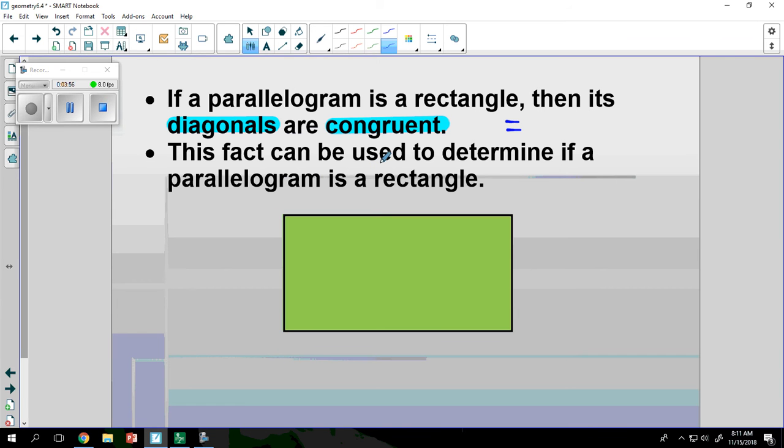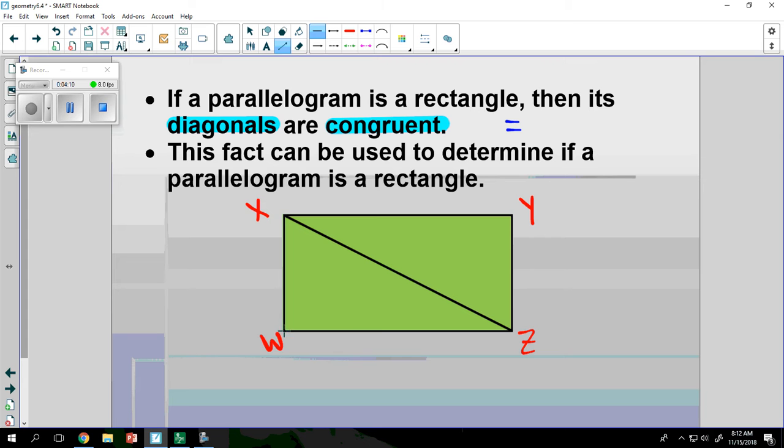It's a little visual here. Go ahead and sketch this one. And we'll label this as X, Y, W, and Z. So if I draw in the 2 diagonals, from X to Z and from W to Y, those have to be congruent. So this whole thing would equal this whole thing. So we could just write that XZ is congruent to WY.